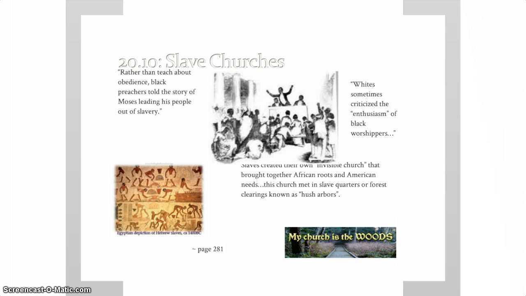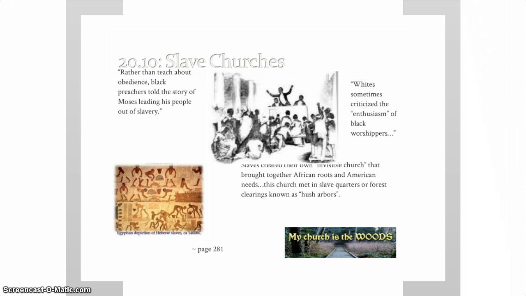The churches, slaves really held on to a religion, and religion was passed down through the slave owners. But with that, slaves really created their own way of worshiping God, and a lot of the white churches would justify slavery, and the African Americans taught a very different version of that. Rather than teach about obedience, black preachers told the story of Moses leading his people out of slavery. So they attached onto the Old Testament stories.